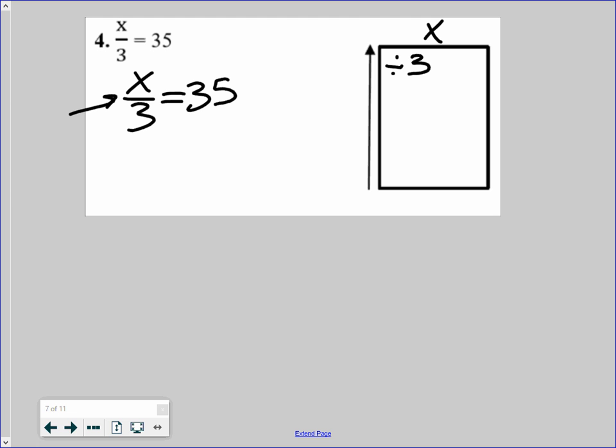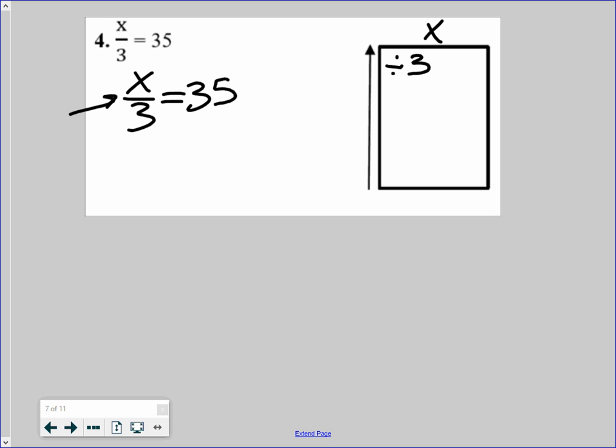Sometimes we call this the chore chart because on the inside of the box, it's like your parents tell you, hey, you need to divide by 3. It's like your parents telling you to clean your room, and what happens when your parents leave? You don't clean your room. You do the opposite. You probably made it even more dirty. So on the outside here, we have to do the opposite operation, which is instead of dividing by 3, we're going to multiply by 3.